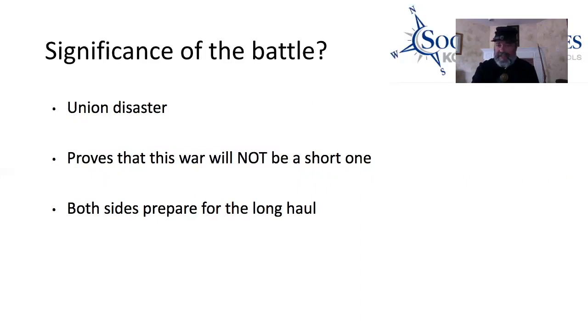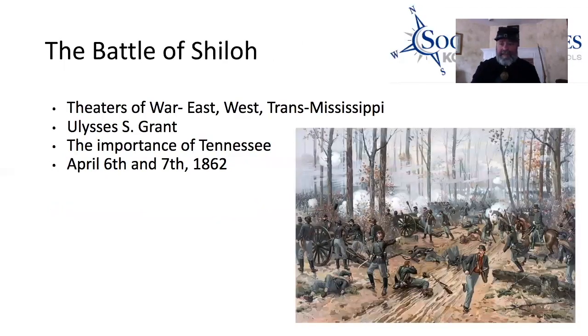They're not going to send kids out into the field to fight each other. They are going to train actual armies, and it's going to be an absolute 4-year-long bloodbath from here on out. All right, so that's Bull Run. Moving on to the Battle of Shiloh.